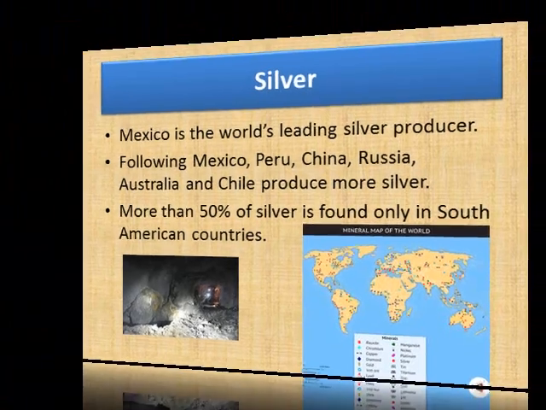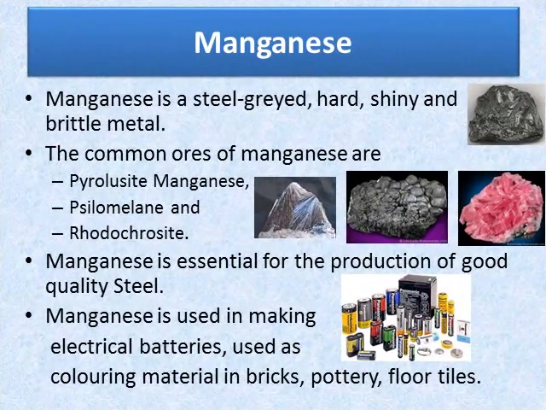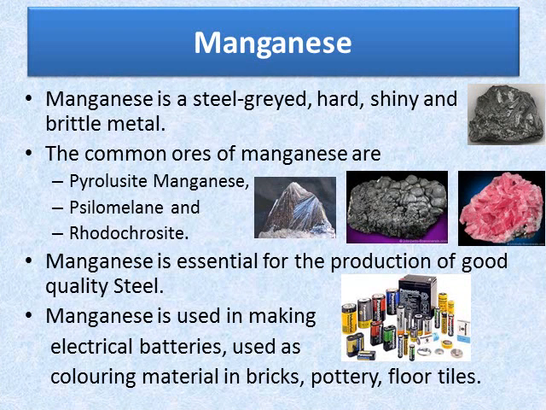Children, now we will learn about manganese. Manganese is a steel grade, hard, shiny and brittle metal. Brittle means easily breakable. The common ores of manganese are pyrolusite manganese. You can see that in the first picture. Then psilomelane, the second one, and rhodochrosite.